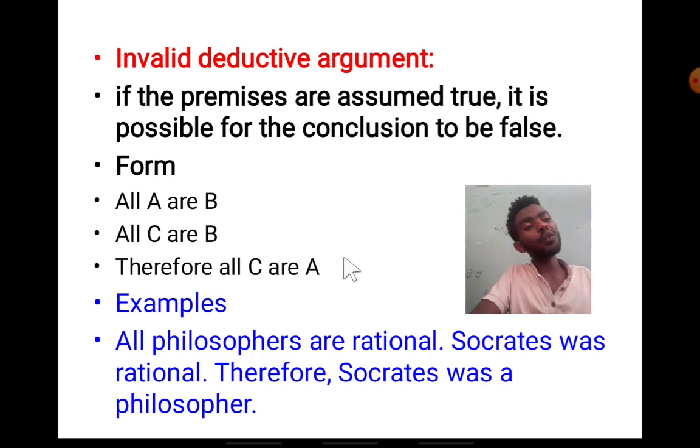We depend on form. It is a matter of form. For that matter, we see the relationship between our conclusion and the premises.